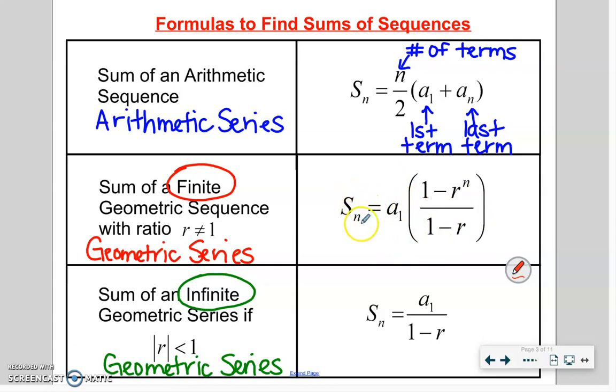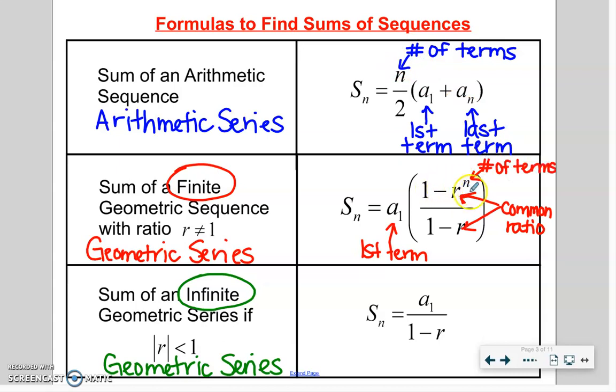Remember, S means sum, n means the sum of however many terms. A1, we know, means first term. R, we've seen before in the last section. R represents the common ratio, like what you're multiplying or dividing by in your pattern. And then n is going to be the same as it was up here for an arithmetic series. This is the number of terms.